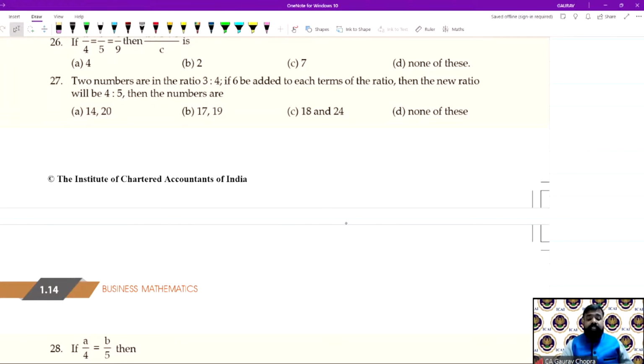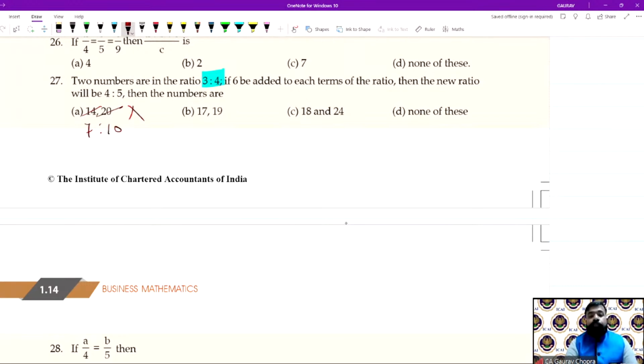And if 6 is added to each term of the ratio, the new ratio will be 4:5. Yes, this can be easily done using options. Best way is to use the options. First check, the two numbers should be in the ratio of 3:4. So let us check 14 and 20. Are they in 3:4? If we cancel, we are getting 7:10. So 3:4 is not there.